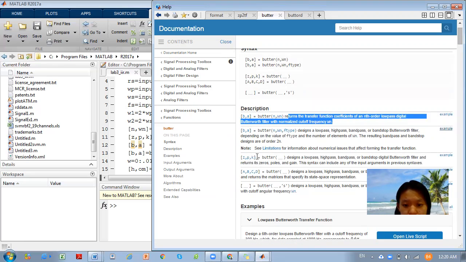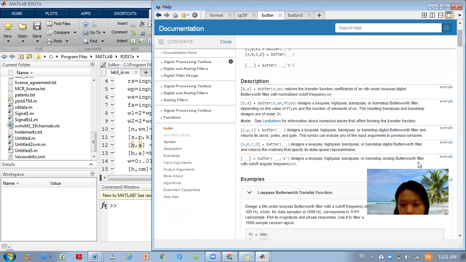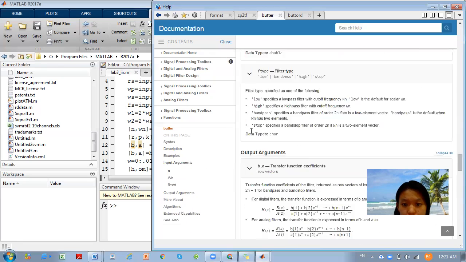So ZPK, what's the meaning of ZPK? Okay, ZPK is to design a low pass, high pass, band pass, or band stop digital Butterworth filter and return its zeros, poles and gain. Z represents zeros, P represents your poles, K is the gain. So the syntax can be included into the arguments of the previous syntax. Okay, clear? So if you don't know, you can click inside.